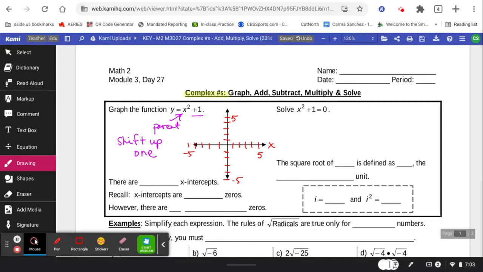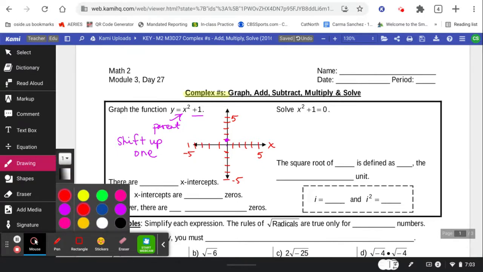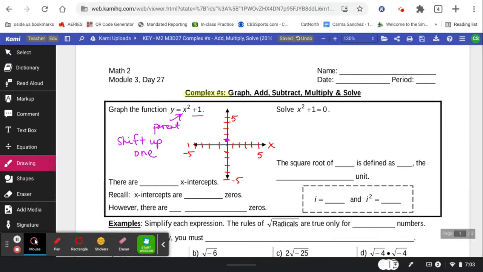So normally I would have started at the origin right here. I'm going to shift up 1 and put a dot. From there, it's just growing the normal growth of a parent graph. So we know it goes out 1, up 1. Remember how to do this? Out 1, up 1 in both directions. And then it goes out 2 from that vertex, up 4. And then we connect it, and there's our parabola.